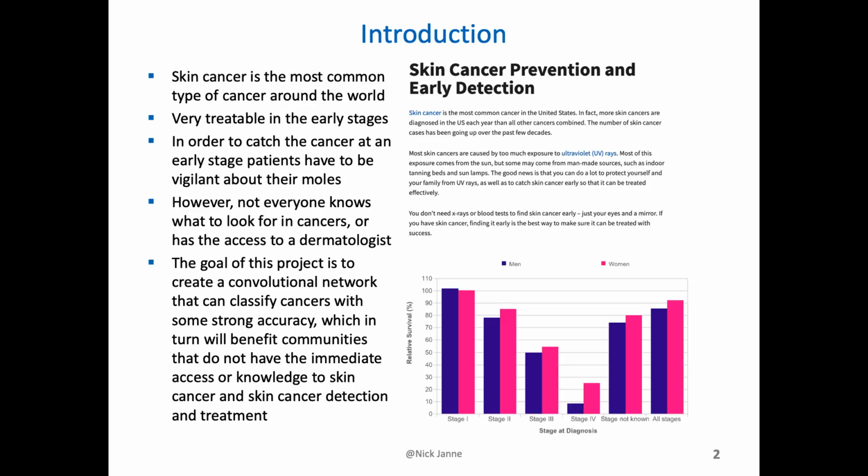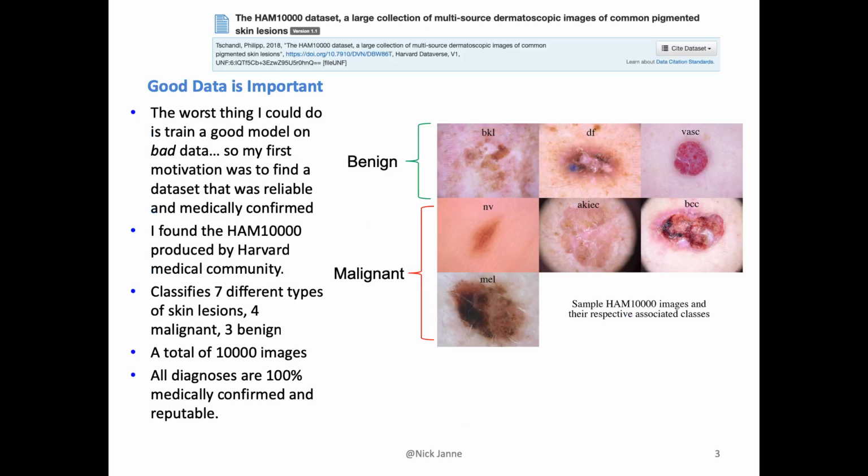So the impetus for this project was the idea that skin cancer is very easily treatable in the first few stages of development, but after it metastasizes, the mortality rate gets extremely high, and not everyone is able to detect skin cancer by themselves or with a dermatologist at an early stage for various reasons. So the data set I used was the HAM 10,000 data set compiled by Harvard, and it separates skin lesions into 7 different categories, and 4 of them are questionable or malignant.